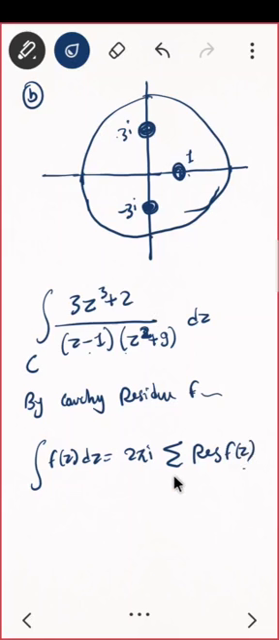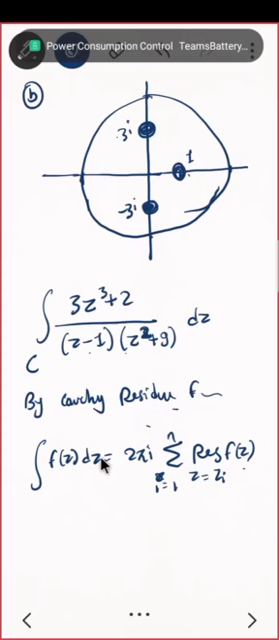You may have so many roots, say n roots, that will also work. So z equal to zi, where i can be from 1 to n if you are having n roots. That is, if you are having n singularities, then you can apply the Cauchy residue theorem. All you have to do is find the residue of each of the singularities.